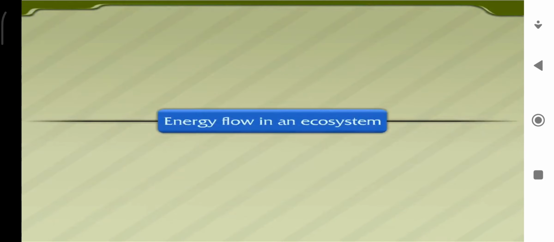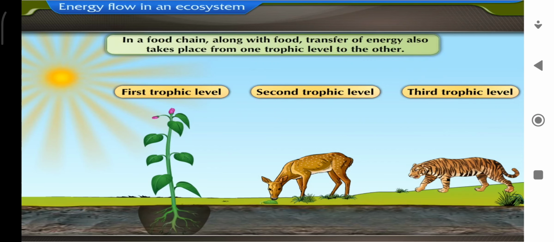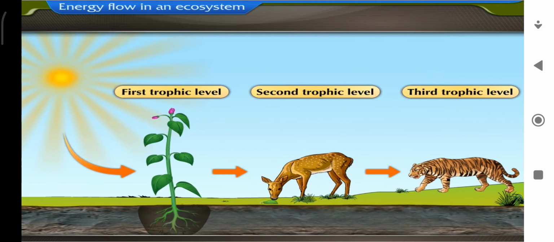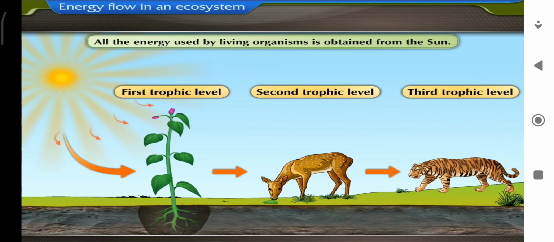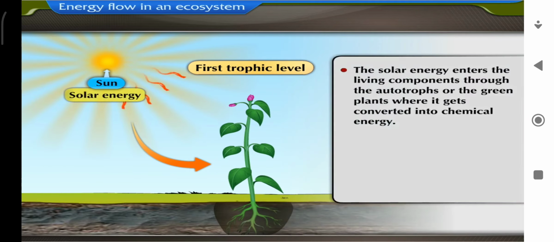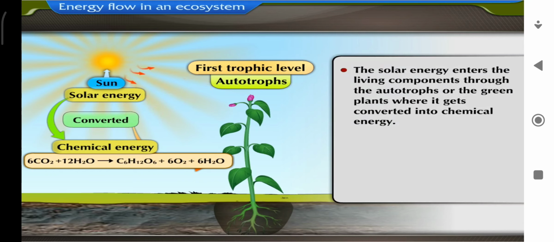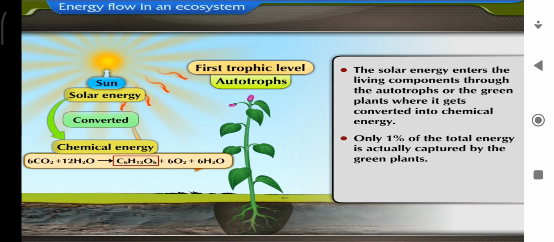Energy flow in an ecosystem. In a food chain, along with food, transfer of energy also takes place from one trophic level to the other. The flow of energy that takes place along a food chain is called energy flow. All the energy used by living organisms is obtained from the sun. The solar energy enters the living components through the autotrophs or the green plants, where it gets converted into chemical energy. However, only 1% of the total energy is actually captured by the green plants.